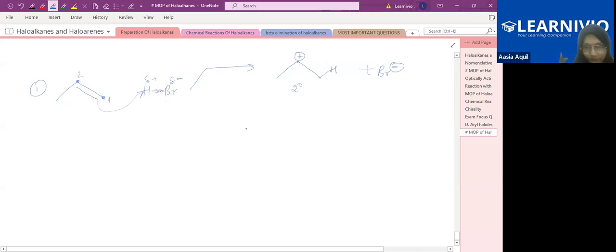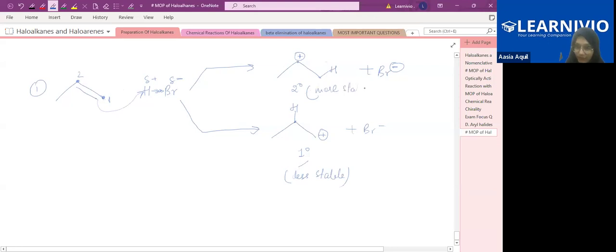And suppose the hydrogen attaches on this second position, so what will happen here? The hydrogen will attach on the second position, and here the carbocation is formed. This carbocation is your primary carbocation, plus Br minus. So this is your primary carbocation, and this is the secondary carbocation. Just remember, the primary carbocation is less stable as compared to the secondary. The secondary carbocation is more stable.